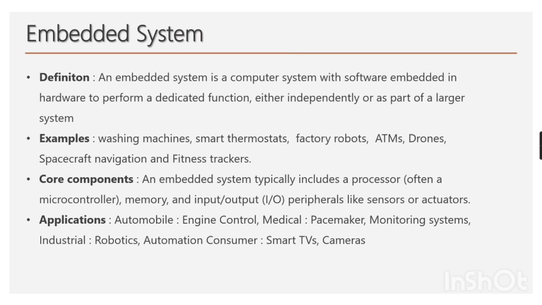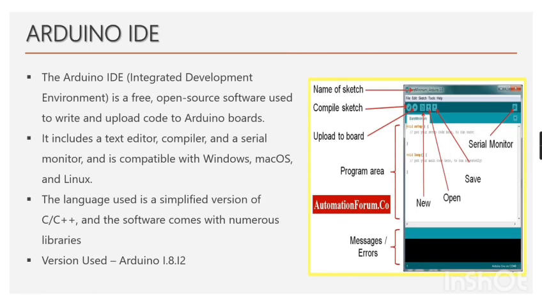Embedded systems: an embedded system combines both software and hardware to perform a dedicated function. These are examples of embedded systems. The core components we used are microcontroller, sensors, and actuators, and the applications of embedded systems are automobiles, medical monitoring systems, etc.